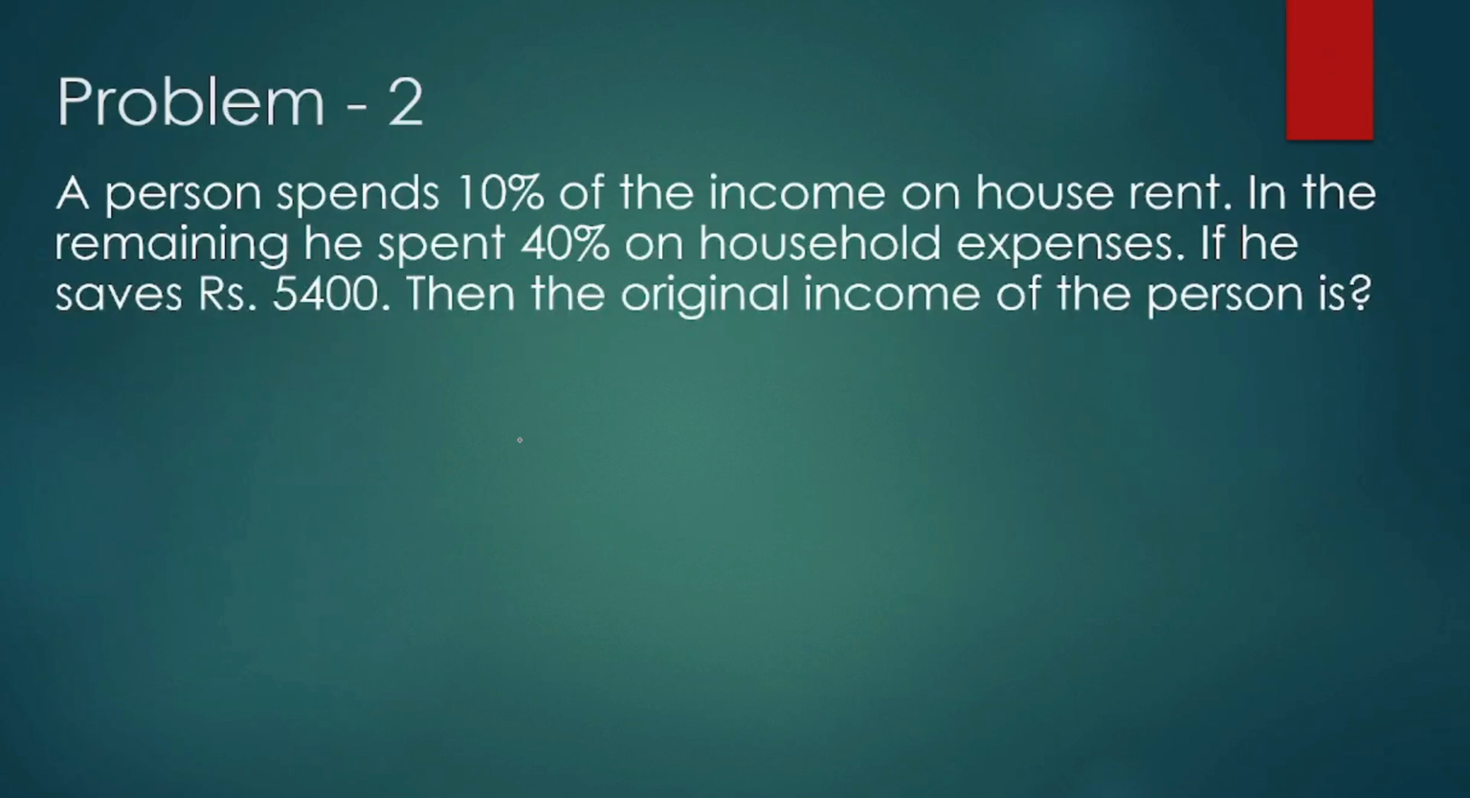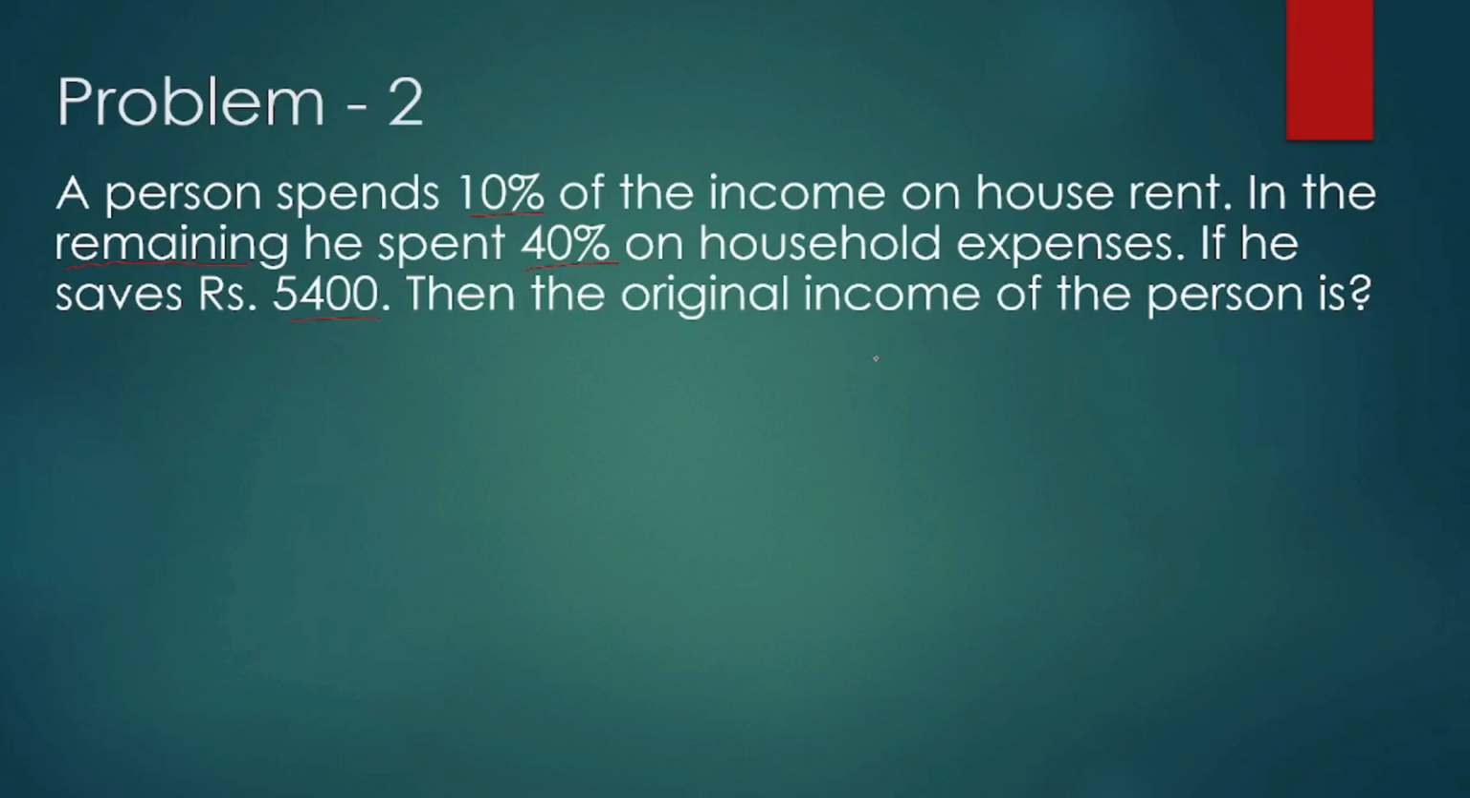Now you see the next problem, for one more percentage given in the remaining. A person spends 10% of his income on house rent. In the remaining, he spent 40% on household expenses. If he saves 5400, then the original income of the person is?